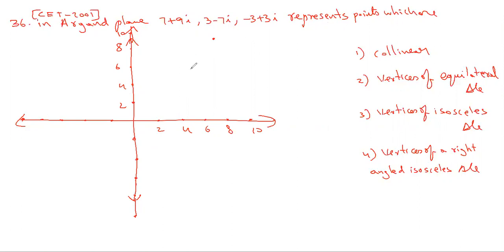Then the point 3 minus 7, x is 3 and y is minus 7, and then minus 3 comma 3.